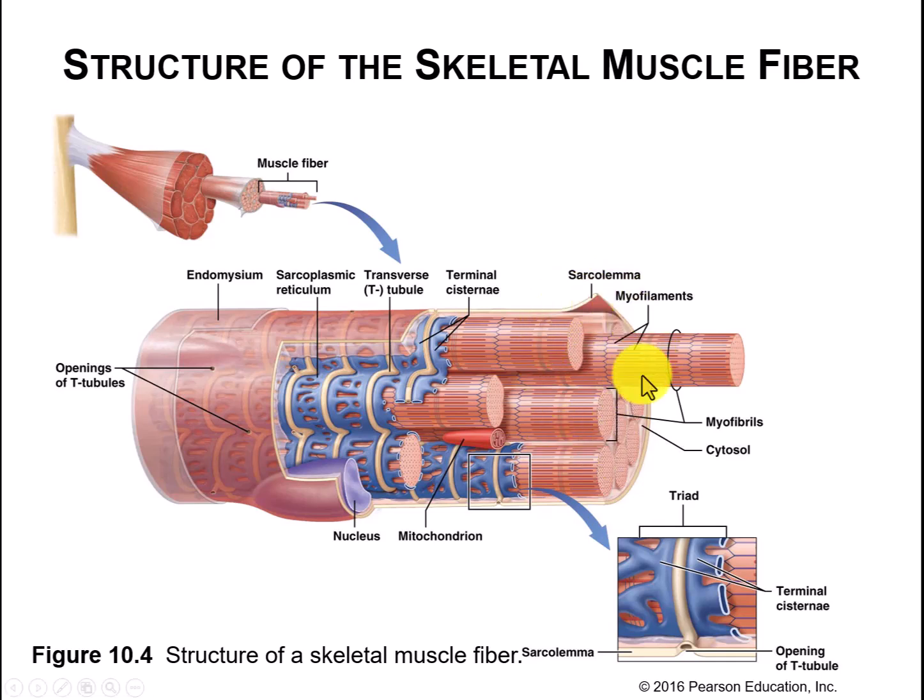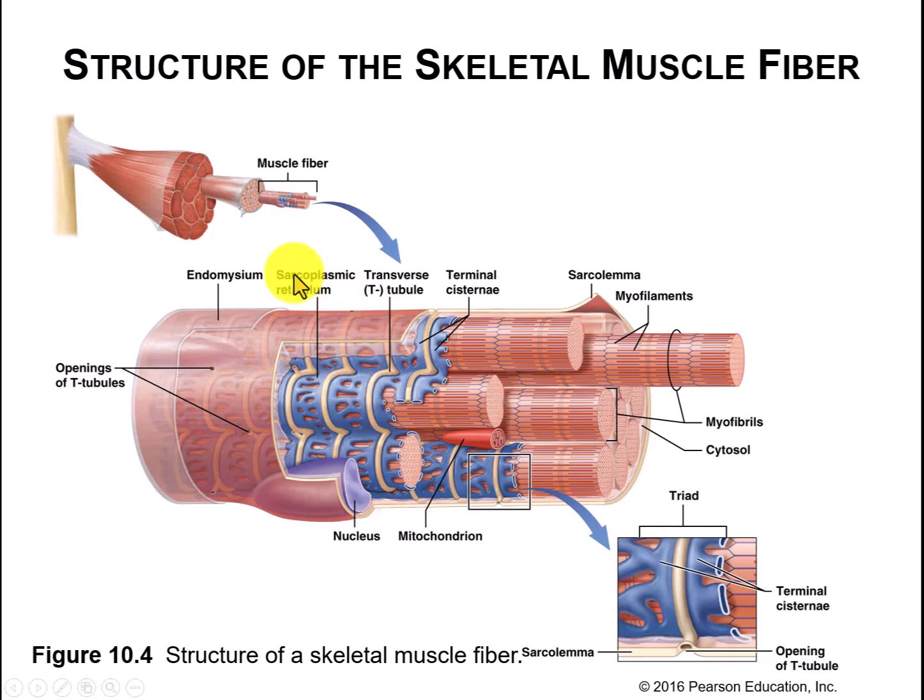The myofibrils are surrounded by the sarcolemma, which is the plasma membrane. And surrounding the sarcolemma is our outer connective tissue, the endomysium. Contained within the muscle fiber, we have the mitochondria, we have the nucleus, we have the smooth endoplasmic reticulum, but now it is called the sarcoplasmic reticulum. And you need to label it the sarcoplasmic reticulum and the sarcolemma, which is the correct terminology.